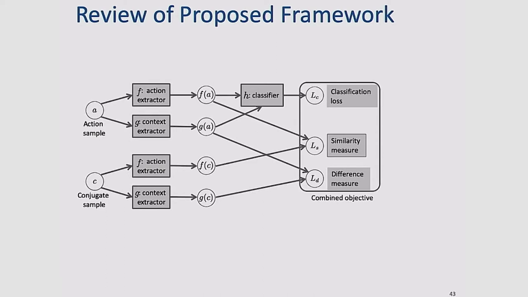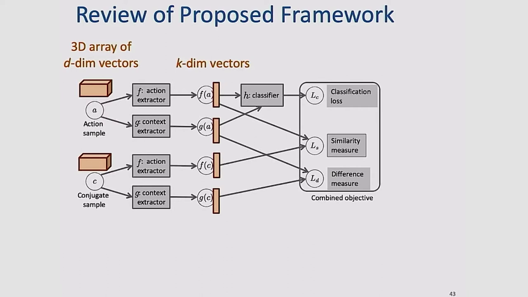Now, the input to this framework is a 3D array of d-dimensional vectors, in this case, for the action sample and the conjugate sample, both of which are represented by feature maps coming out from a CNN. FA, GA, FC, and GC are k-dimensional feature vectors.